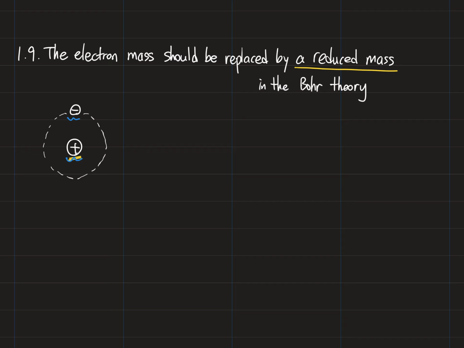That means the electron does not orbit a stationary proton. Instead, both the proton and electron revolve around their common center of mass. So this should be more like: there is a particle with mass m1, and there is a particle with mass m2. Somewhere there is a center of mass, and the distance between the two particles is r.